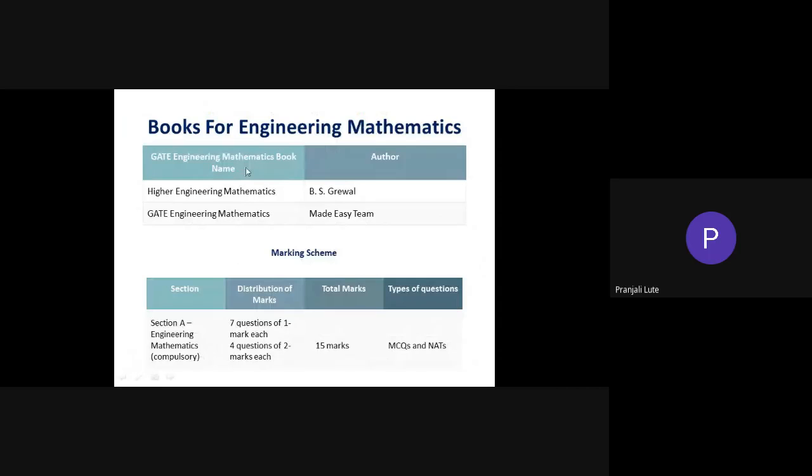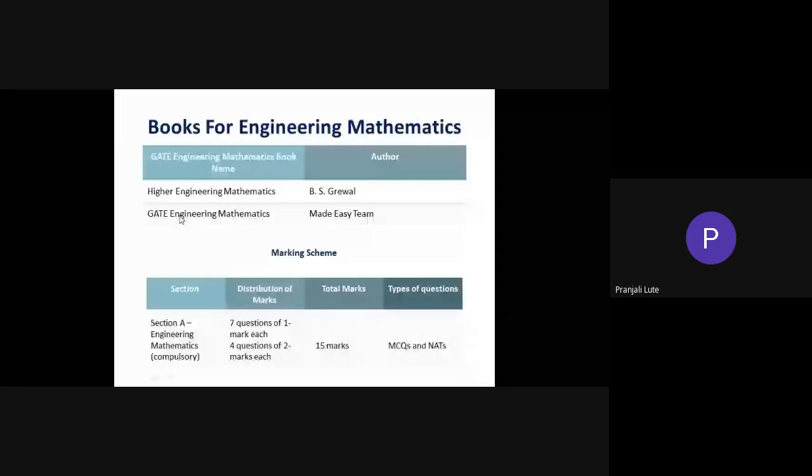These are the books you have to use for GATE examination. Higher Engineering Mathematics, author is B.S. Grewal, and GATE Engineering Mathematics by Made Easy team.